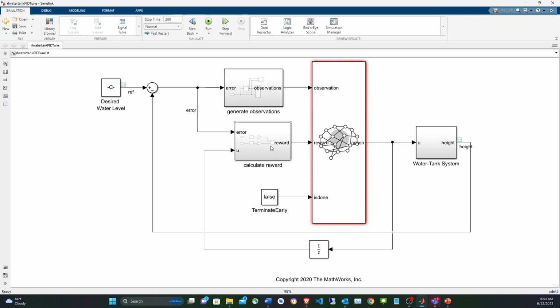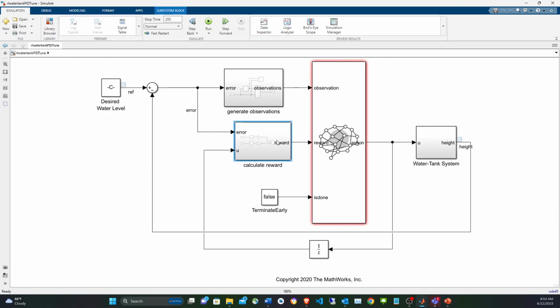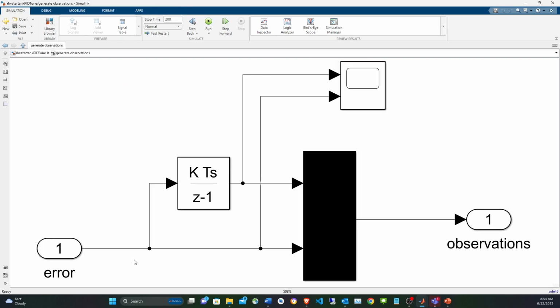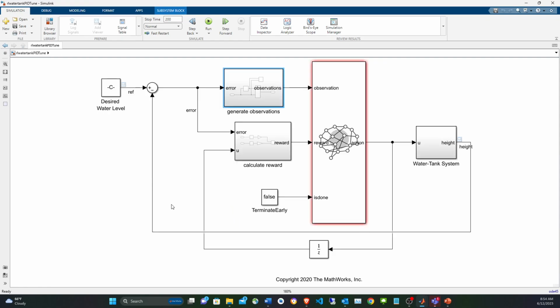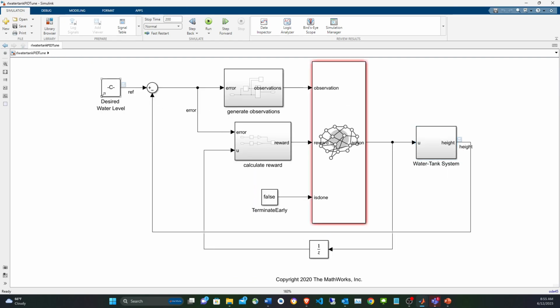So the reward is gonna be the same. The height error and also the flow usage are gonna be the reward. We're not gonna have a terminating condition, although for this example we could have one: if you overflow, then terminate, but the example chooses not to have it. The observations are gonna be the water level error and the discrete integral of that error. So we have two elements in the observation vector, and the action is using the previous action as part of the reward. That's why we have a unit delay, and the physics of the system are exactly the same as well. The desired water level is going to be 10.